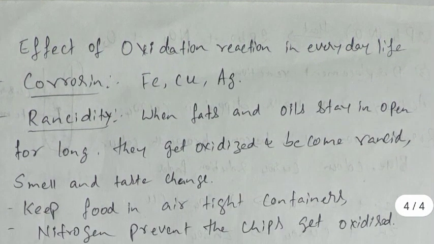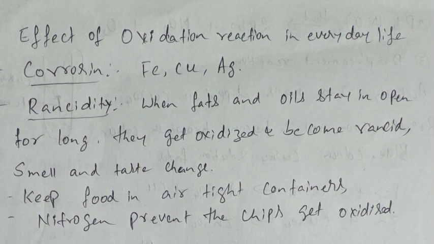Next, we have the effect of oxidation reactions in everyday life. Oxidation means addition of oxygen, and it causes some effects, such as corrosion of iron. Iron will corrode, that is rusting of iron. Corrosion also happens on copper. If you have copper vessels in your home, you have to wash them every 2 to 3 days. Otherwise, they will look very brown because they oxidize. They react with oxygen and corrode.